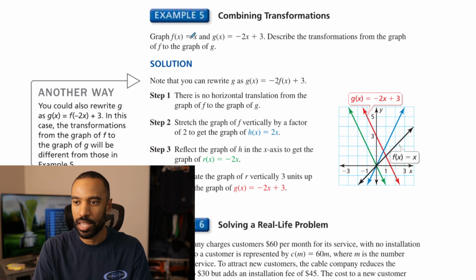So the original one is just that original parent function. This is a 1 here and plus 0, and when you sketch those graphs, you'll totally note that. This is up, look at the black graph. Y-intercept of 0, up 1 over 1, up 1 over 1.